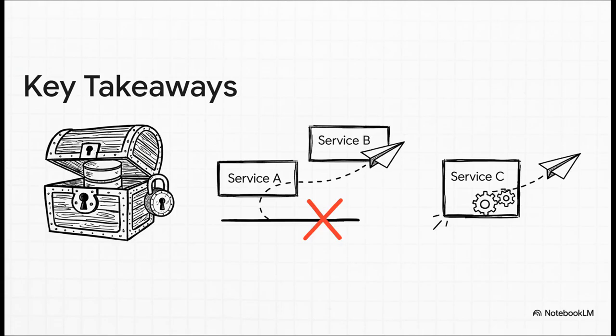So, what are the big takeaways here? First, own your domain. Each service is the one and only source of truth for its own data, period. Second, communicate with events. Instead of reaching into another service's code, you just send out notifications. And third, and this is super important, this is all asynchronous. A service publishes an event and just moves on. It doesn't wait for a response. And that's what makes the entire system so much more resilient and robust.